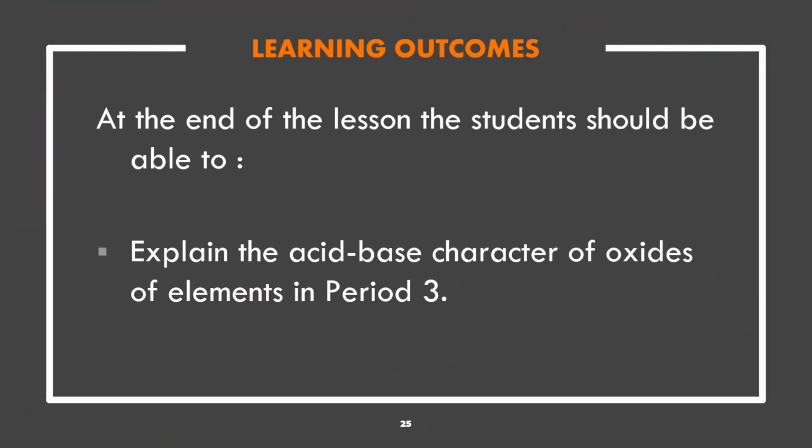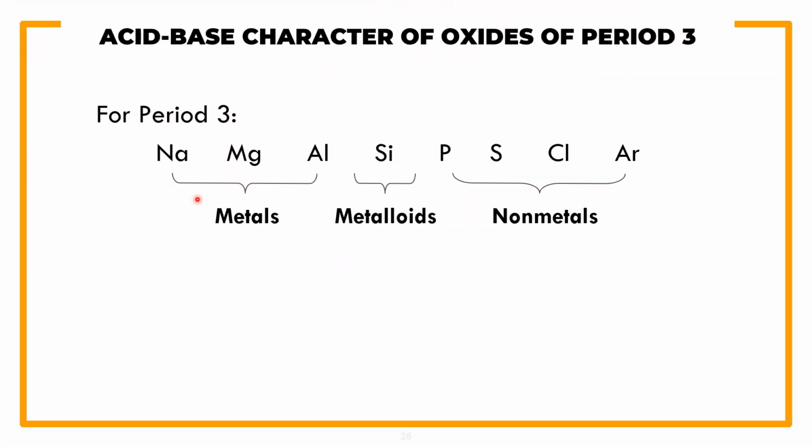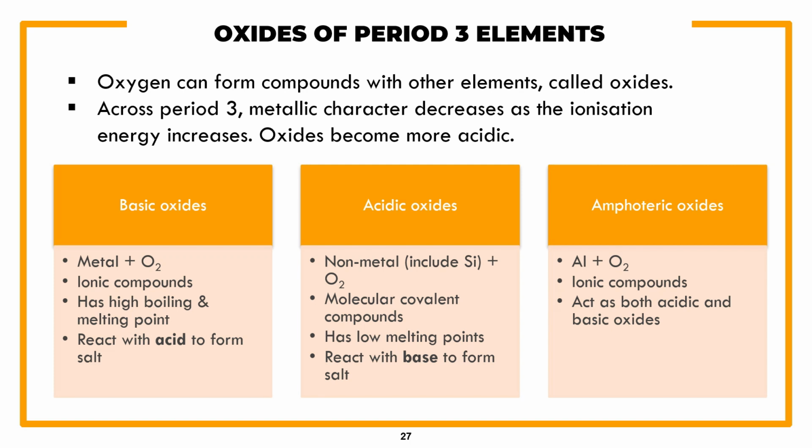In this lesson, we will discuss the acid-base character of oxides of elements in period 3. Across period 3 from sodium to argon, we have sodium, magnesium and aluminium as metals, silicon as a metalloid, which means having half properties of metal and non-metal, and also phosphorus, sulfur, chlorine and argon as non-metals. Reacting these elements with oxygen gives oxides. Oxygen can react with other elements to form compounds that are oxides.